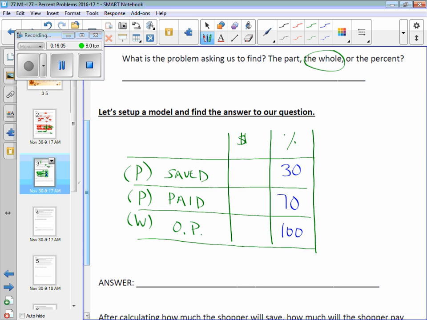Okay? Shannon, you good? Because they have to add up. If this is 30, this plus this has to equal 100. Or 100 take away 30 is 70. Part plus part equals whole. Yup. Part plus part always equals whole. That's from the word problem itself. It's right there. Okay.